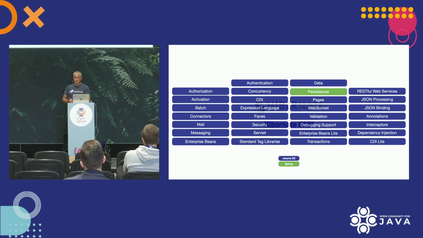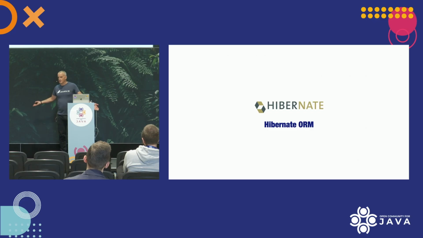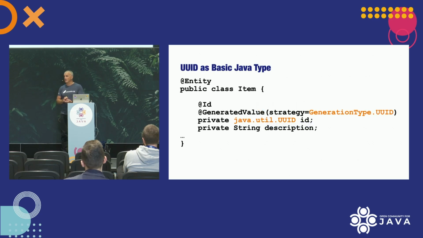Persistence is another one. So everybody uses Hibernate. And Hibernate is the default implementation that you pull in with Spring when you use Spring JPA or Spring Data. So Hibernate ORM is everywhere in Spring, and it's probably already on the latest version. And what we did in Jakarta 10 was to add UUIDs as basic Java types. So now we can use the UUIDs directly without mapping if you use them in your database.